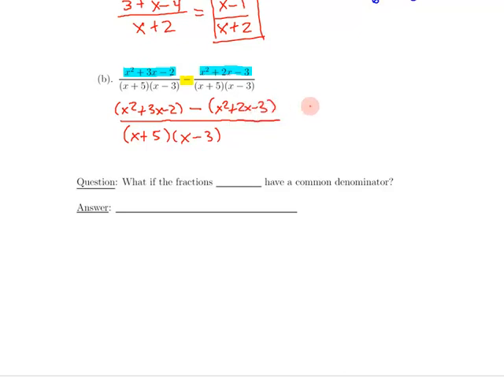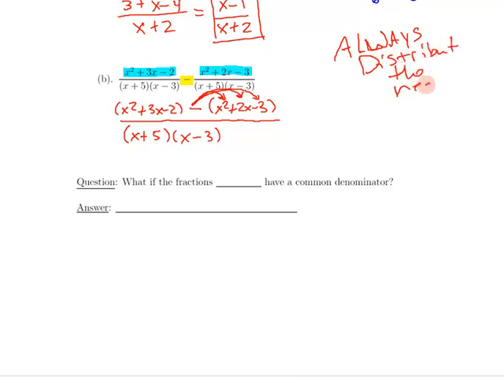We talked about this back in the Chapter 5 review video. What you always have to remember to do when you're subtracting is always distribute the negative, right? Always distribute the negative. You got to do that whenever subtracting.